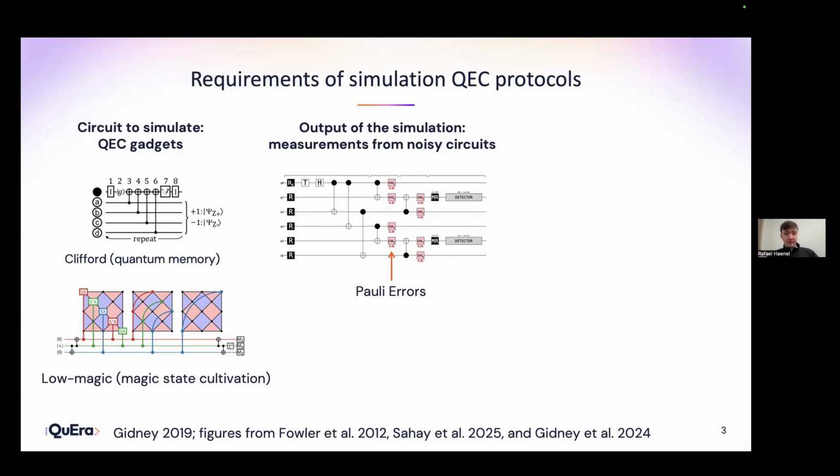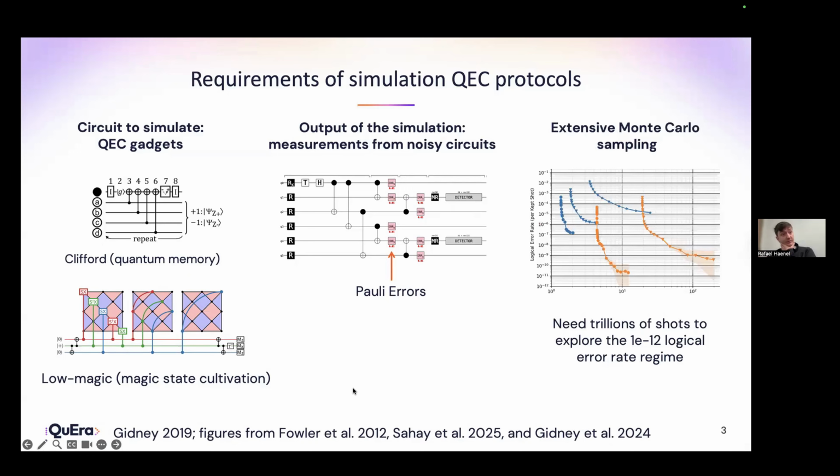And of course, there's much work also on other error mechanisms. But one main avenue is to simulate Pauli errors. And then finally, you need to run a lot of simulations. You usually perform extensive Monte Carlo sampling.